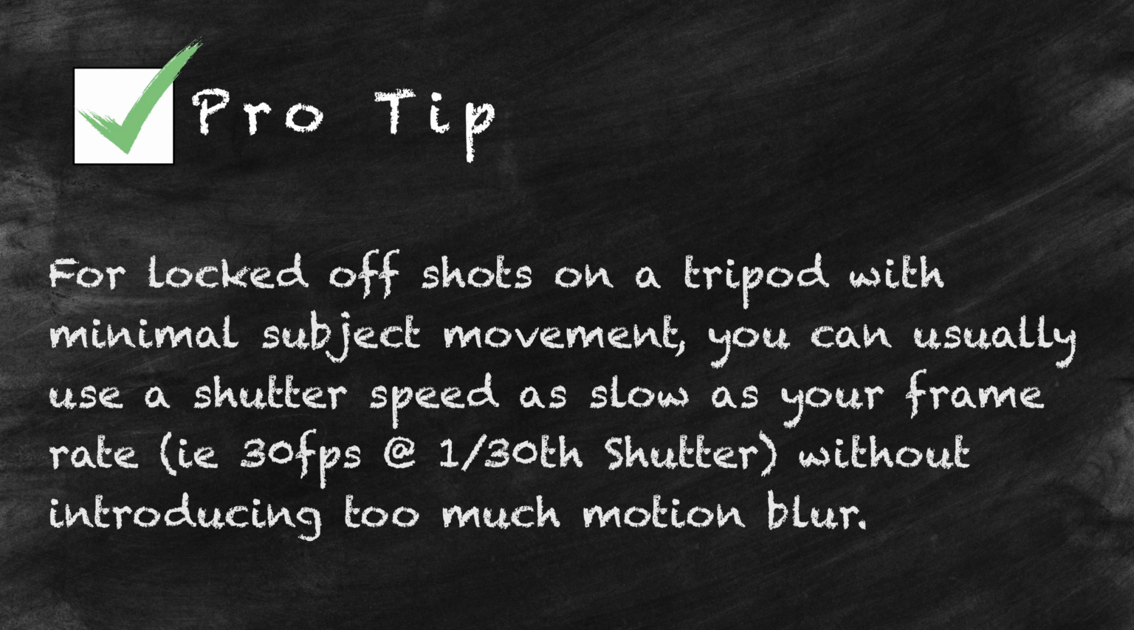Oftentimes, you can break the double the frame rate rule and use the same speed shutter as your frame rate. At 30 frames per second, you could use a 1/30th shutter if you don't have much movement in your frame. This can be very handy in low light situations of non-moving subjects like landscapes, still life, or real estate, or if you're shooting an interview and you just don't have enough light and maybe your subject's not moving around a lot. I bet you can get away with it.